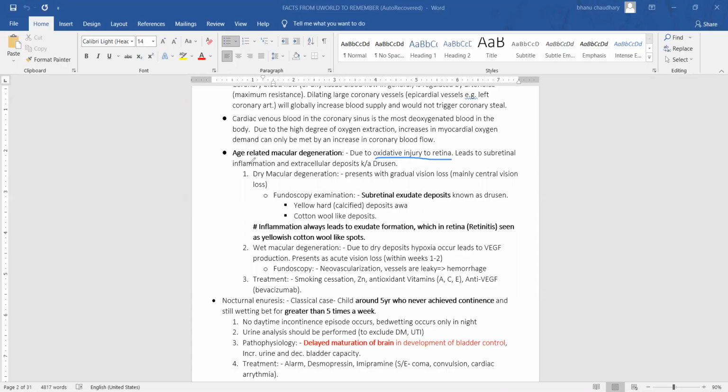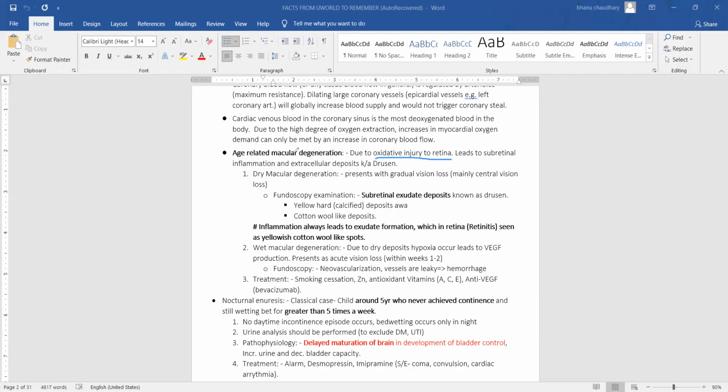Because of this inflammation you have some extracellular deposits, and the extracellular deposits in case of AMD are known as drusen. You have inflammation and a deposition of some exudates, and these exudates of the inflammation are known as drusen. So you have two types: one is dry macular degeneration, and second is wet macular degeneration. In dry macular degeneration, you have a progressive, gradual vision loss, mainly in the central vision because of the macula.